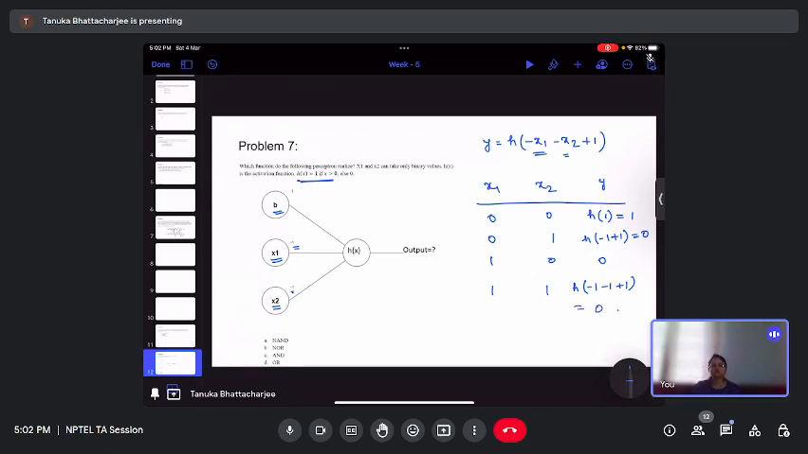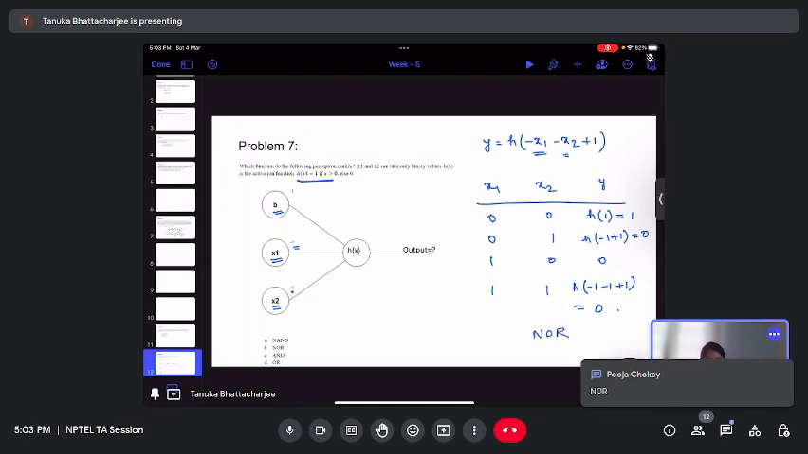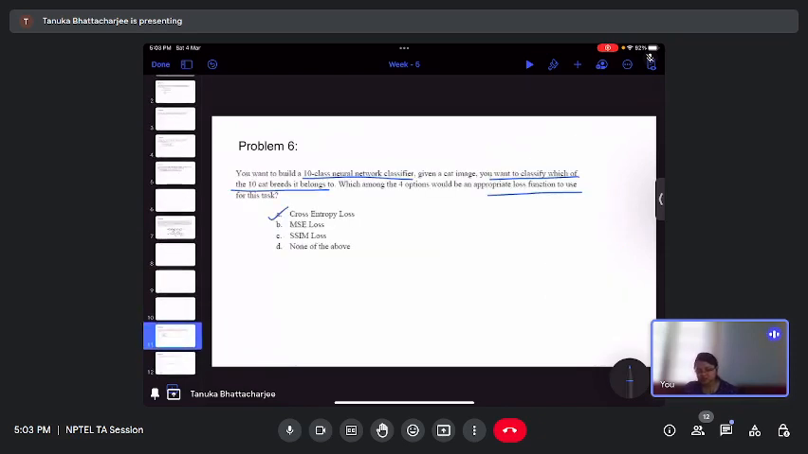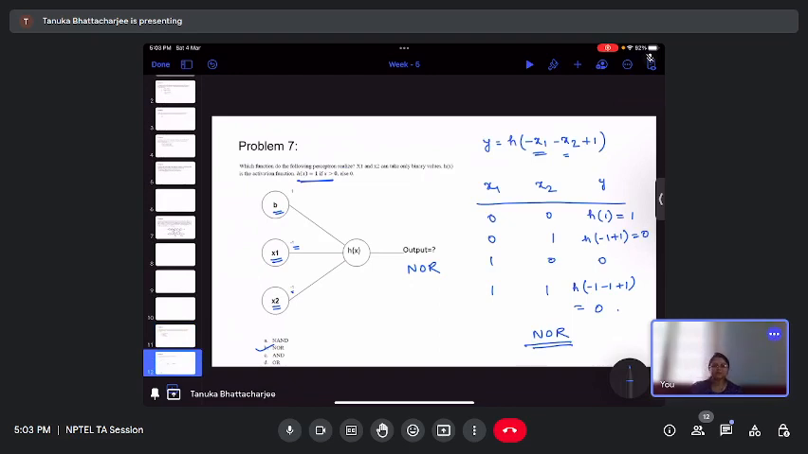So for 0 0 only you have 1, all other cases you have 0, which is basically the NOR operation. So this particular perceptron represents a NOR gate. So this is how you can implement different gates also using a single neural net, single perceptrons. So these were the problems planned for today. I'll stop solving here. If you have any doubts, you can post it now.